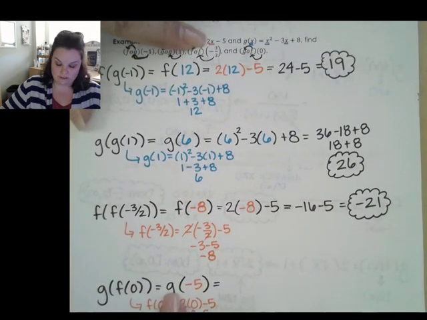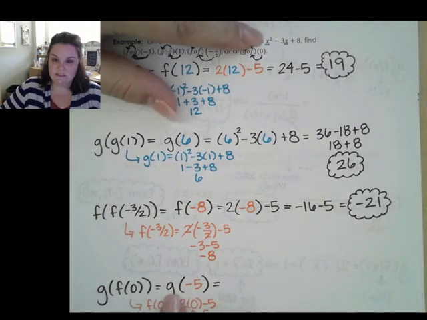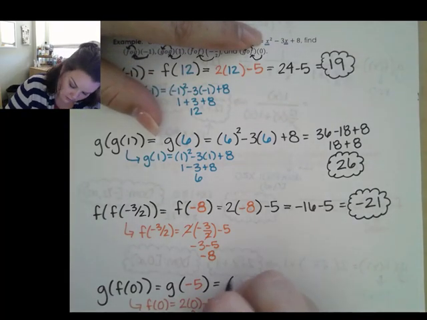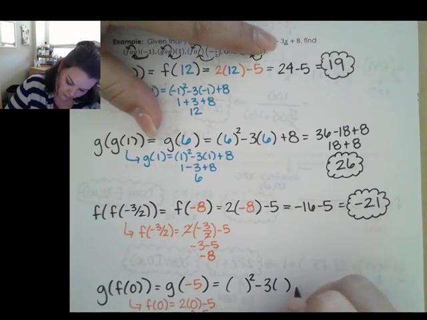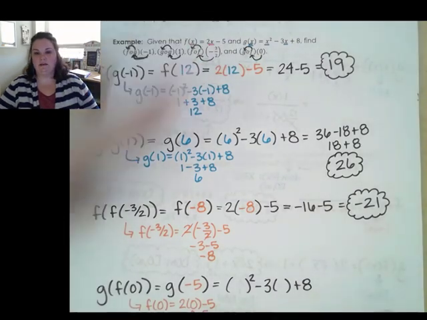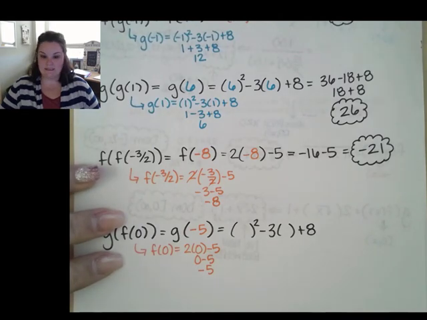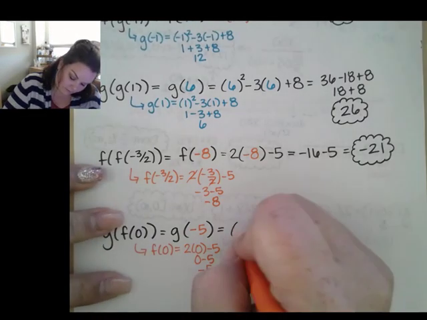So I'm going to scroll this down for just a second. Our g function says to do our input squared minus 3 times our input plus 8. And our input in this case is negative 5.